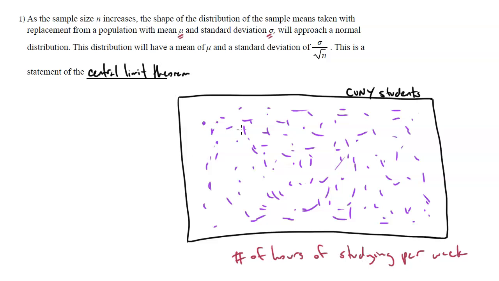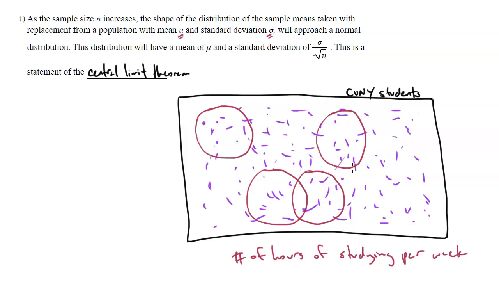So, as I take samples from this population, as I take a sample here and a sample here, my samples are taken with replacement, so I can take the same student in a sample. But my samples all are of the same size. So each sample might be 1,000 students. N equals 1,000.